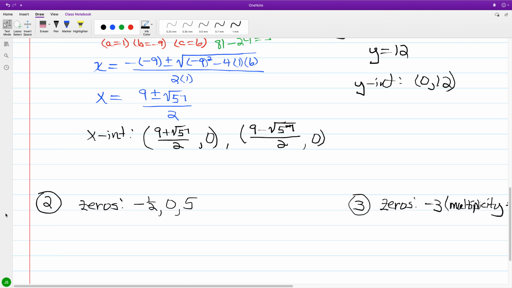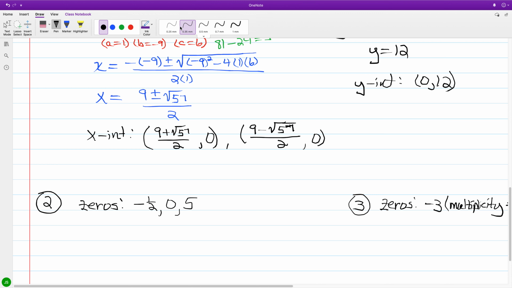Okay, for numbers 2 and 3, we're looking at forming polynomials in expanded form. In other words, the full layout, not the factored form, but just the expanded form. And for number 2, we have 3 zeros, one of which is a non-integer, the fraction -1/2, and then the other zeros are 0 and 5.